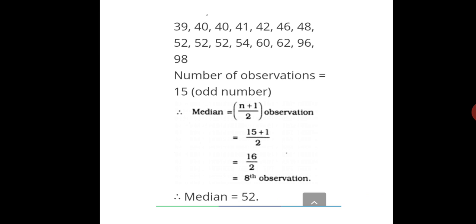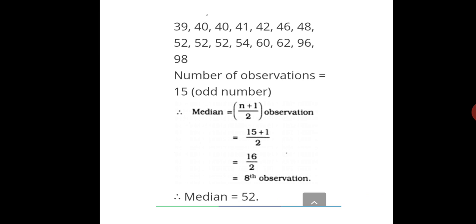Then next is median. So for median, it is the middlemost term. Now you have to arrange the data in ascending order. So from small to big numbers you have to arrange it. Here it is arranged, the smallest number is 39 and the biggest is 98. So accordingly it is arranged.